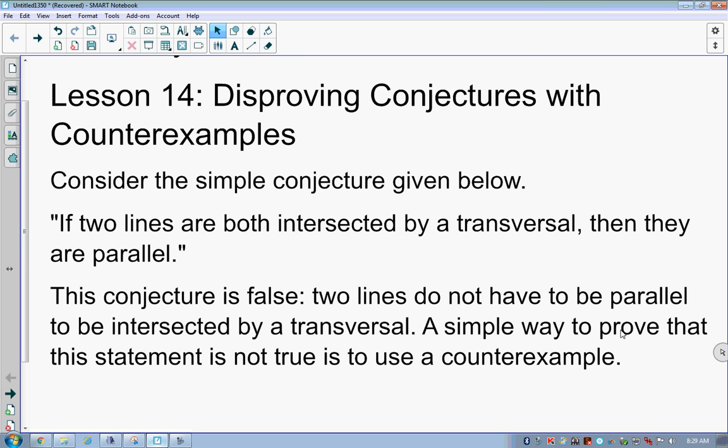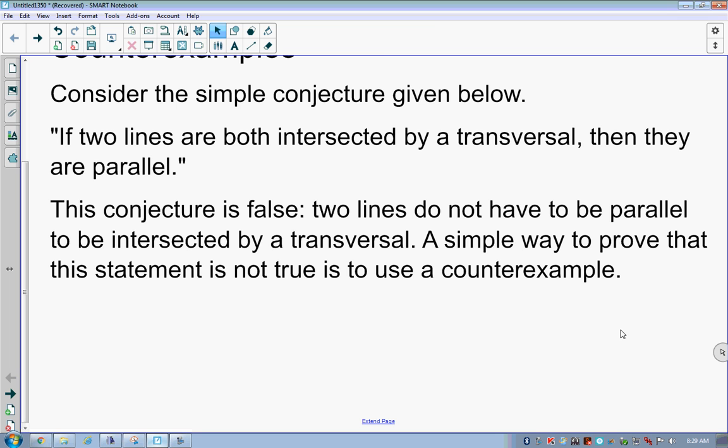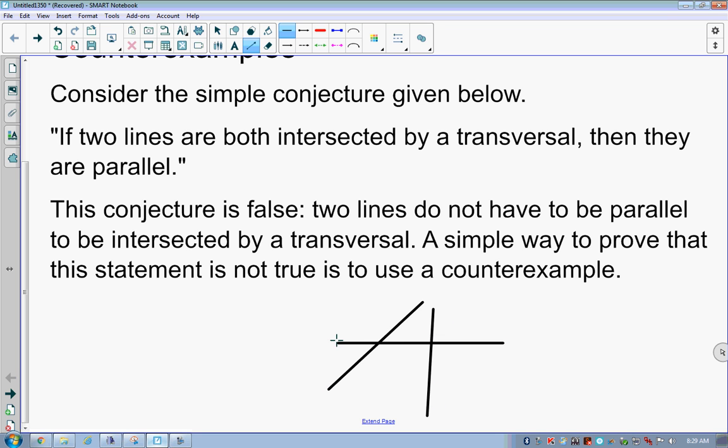In this case, a counterexample, well, used to exist, and I must have lost it at some point. All right, it would be, here's a line that's not parallel to that line.